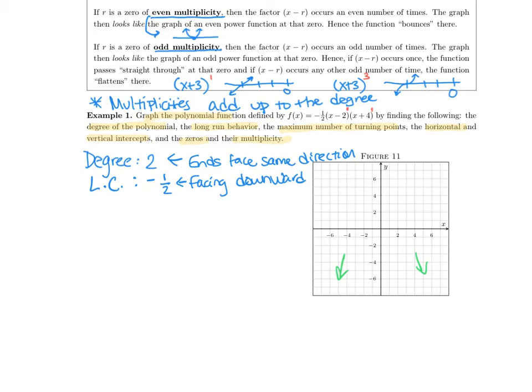Now, the next thing it asks us to list is the long run behavior.